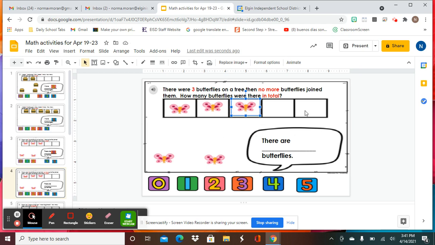So do I move any other butterflies over here? Do I move 1 or 2? No, we don't move any because remember, no more means 0. So we are adding no more. And now we have to figure out how many butterflies were there in total.